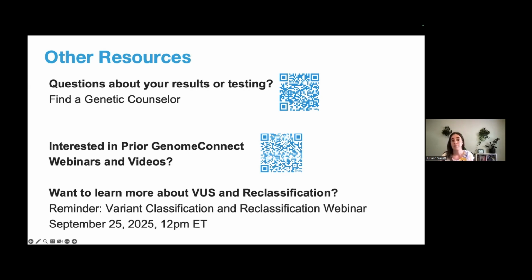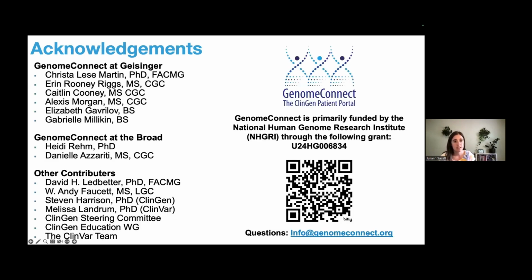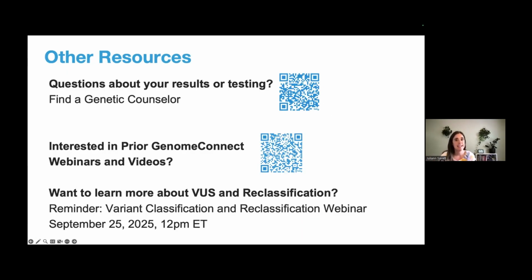If you want to learn more about VUSs, variant classification and reclassification, come back in September. Caitlin will talk a lot more about that as well. I also will just acknowledge I'm the one chatting with you today about GenomeConnect, but there are a number of folks who make this possible, including Caitlin and Gabrielle who've joined me. So with that, can I answer any questions? Let me pull up the Q&A.